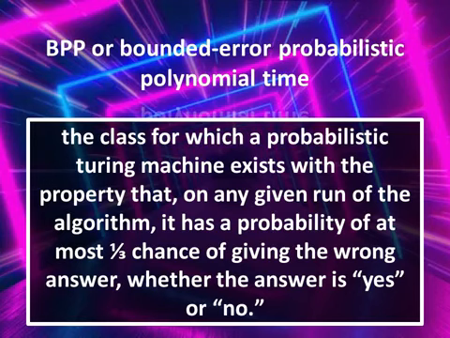On the other hand, ZPP, or zero-error probabilistic polynomial time, has the following properties. 1. Guaranteed to run in polynomial time. 2. May return a yes or no, or I don't know answer. 3. Returns a definite yes or no answer. And 4. Returns I don't know about half the time.